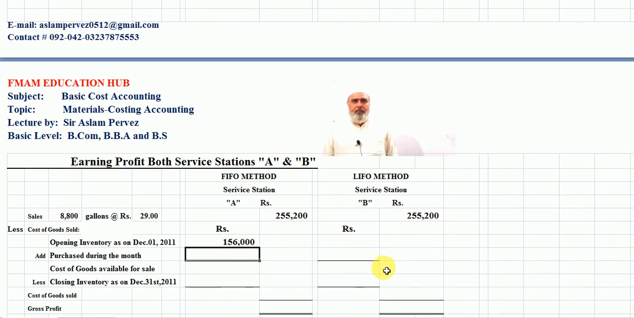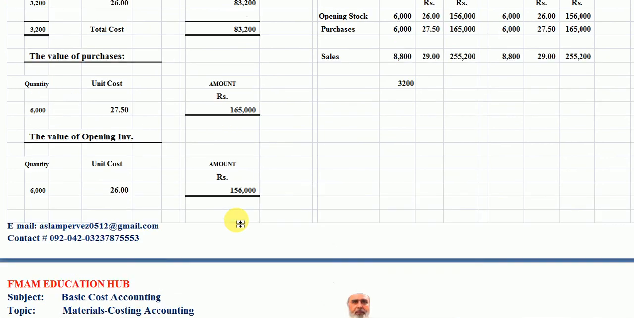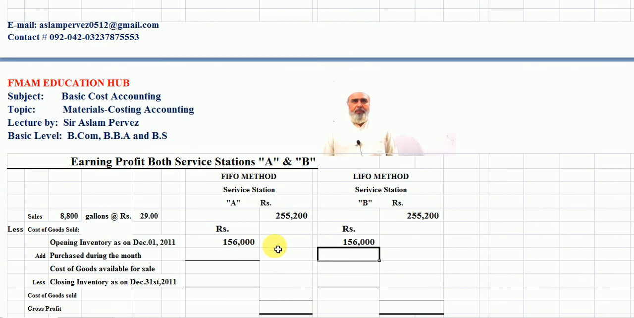The same we have to write here, 1,56,000 rupees. Students, our purchases are 1,65,000 rupees. Same as here, 1,65,000 rupees.